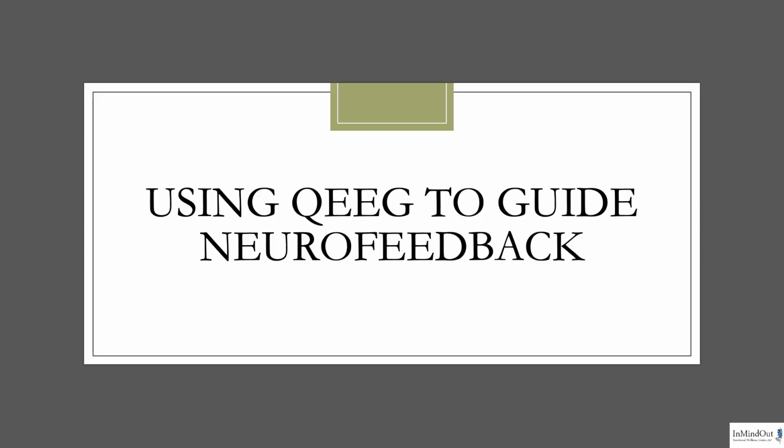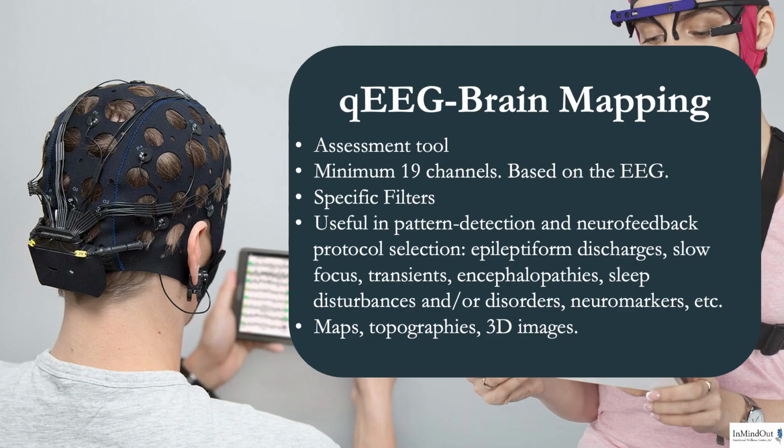As I said, we use QEEG, quantitative electroencephalography, also known as a brain map, also known as a brain scan. And that's one of our most important assessment tools to plan for neurofeedback. So QEEG, quantitative electroencephalography, aka brain scan, aka brain map, is an assessment tool. It uses a minimum of 19 channels, meaning we have 19 electrodes, as you can see on the cap in the picture, placed in strategic locations on the scalp. We use filters to be able to see that information clearly and understand it. And it provides very useful information.